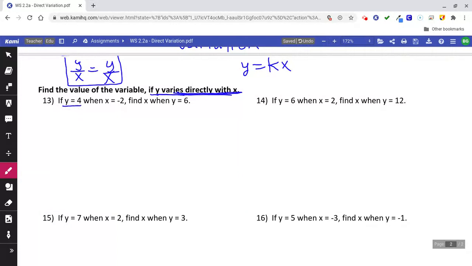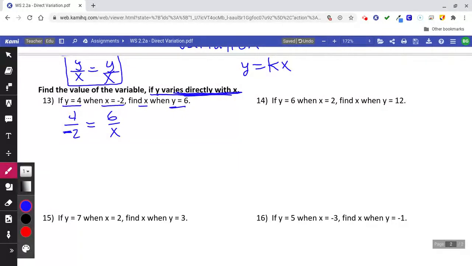So I've got y and x. So I'm going to say y number over x number equals, and then I've got to keep the same exact relationship. That's what makes it direct. Y over x. So notice my y number is 6. That's going to go on the top. And my x number is my unknown, so I'll just leave that as an x. So notice I set it up as y over x equals y over x.